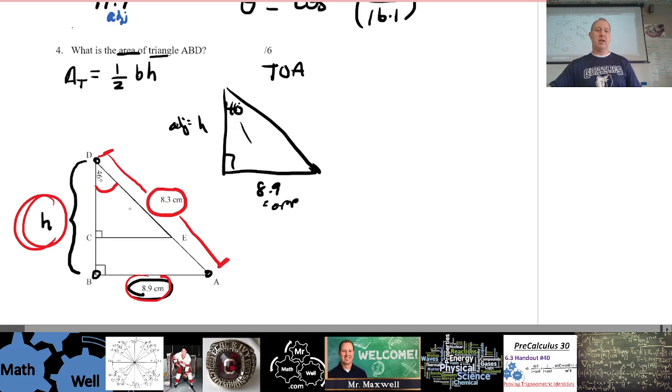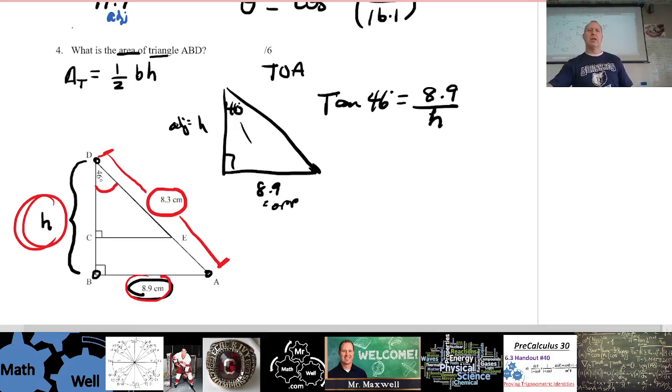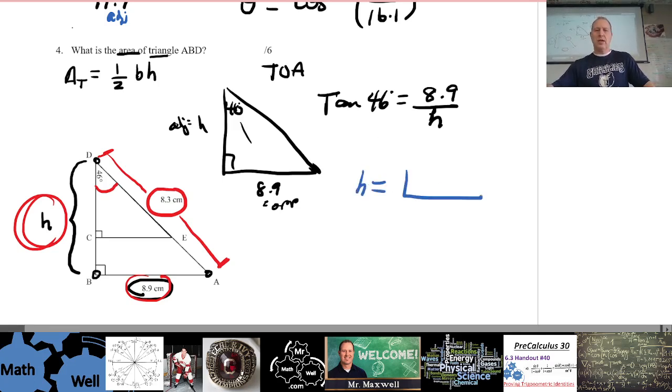So yeah, I don't think I even need to worry about this little line in the middle of the triangle. So tangent of 46 equals 8.9, that's opposite side divided by h. Okay, so I'm going to let you guys do the rest of this. You're going to want to solve for h, okay?